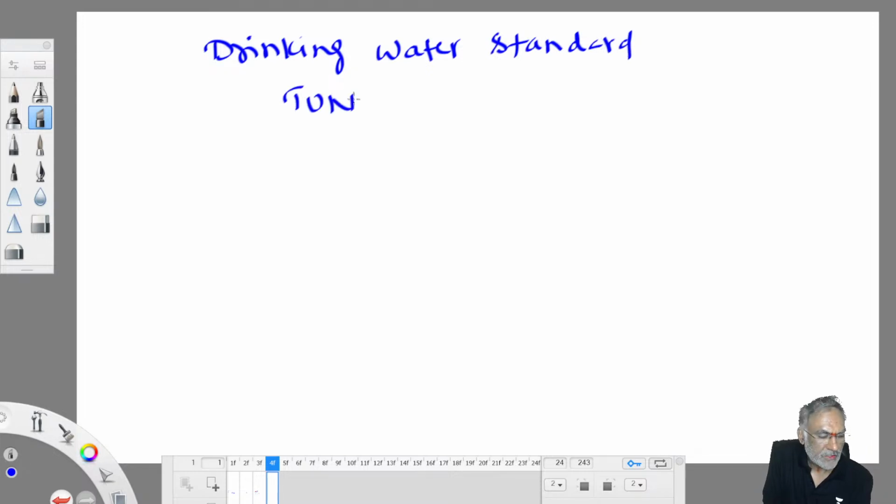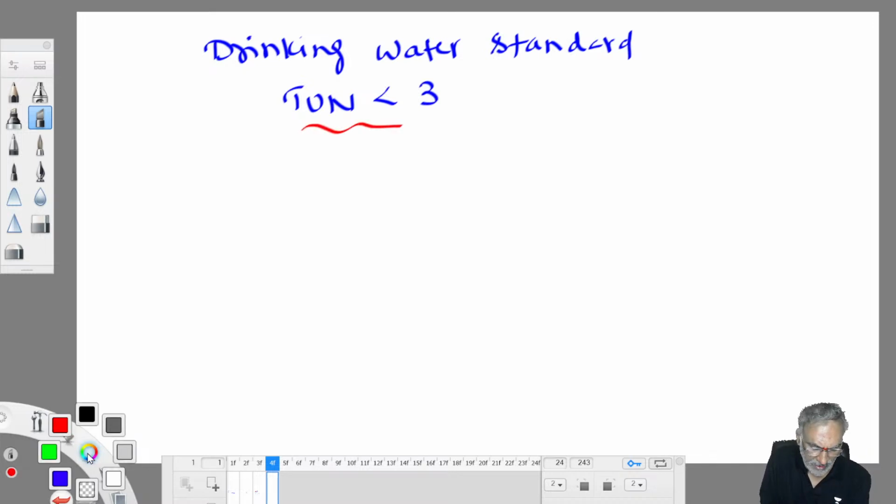So threshold odor number should be preferably less than 3. Even if it is 3, it is also objectionable. So you can expect one numerical in the exam. Clear? Example.